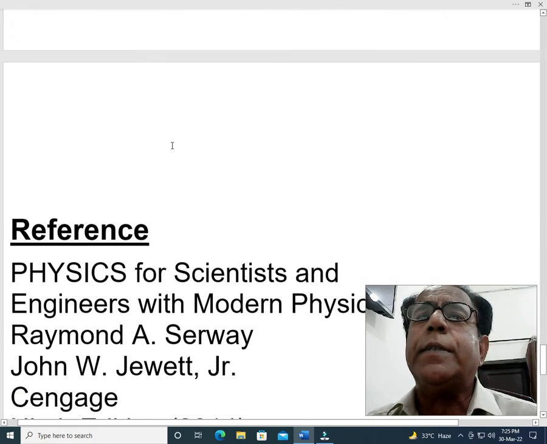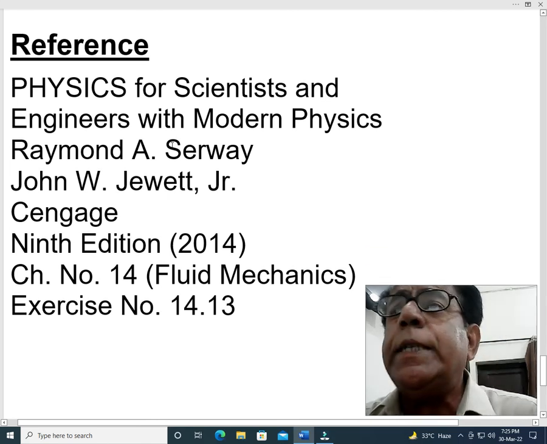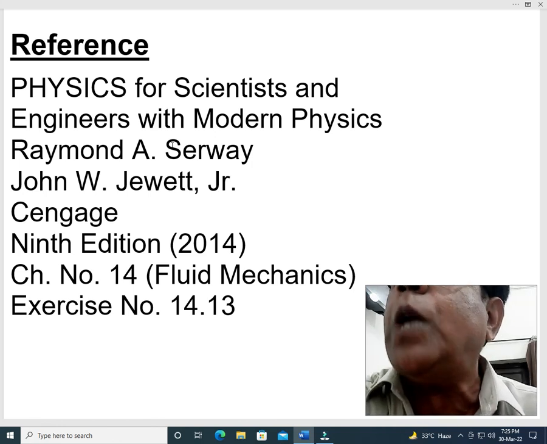Okay, now we come towards the reference from where we have chosen this problem. Our reference book is Physics for Scientists and Engineers with Modern Physics. Authors are Raymond A. Serway and John W. Jewett Jr. Publisher is Cengage, and its 9th edition 2014 has been adopted. Here chapter number 14 under the title Fluid Mechanics is our concerned chapter, and this problem is enumerated at serial number 13 of the exercise given at the end of this chapter, that is exercise number 14.13, and this is the end of our module, our problem.